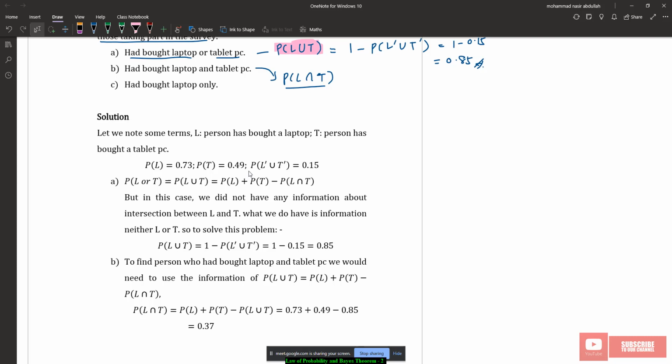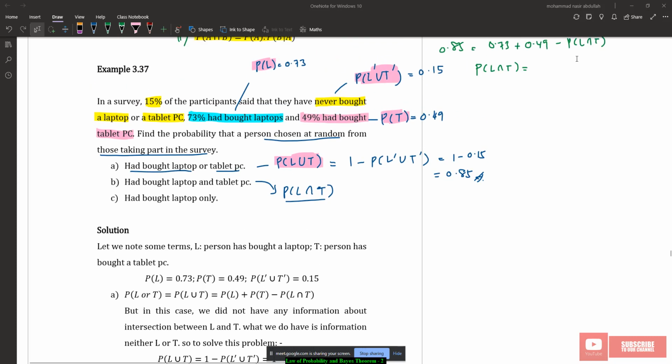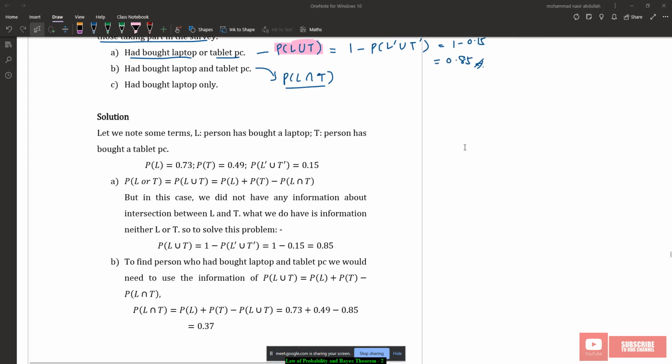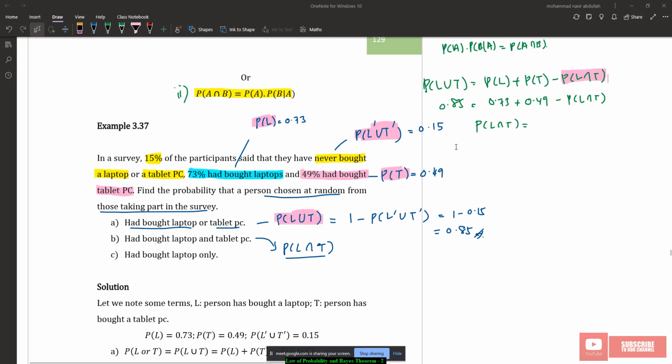Wait, I think there's something wrong with the correct. So they just bawa yang ni ke sini, ini ke sana lah. Right, so it should be 0.37. Right, good. This one should be 0.37.